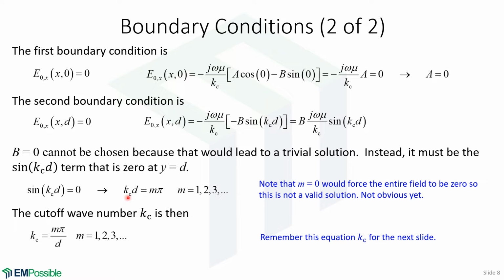So we solve this expression for our cutoff wave number, and we get kc equals m pi over d, again where m is any integer other than 0. And we're going to use this expression on our next slide. So this was a really important slide because this was the origin of having discrete modes in a waveguide, having a first mode, second mode, third mode, and so on.